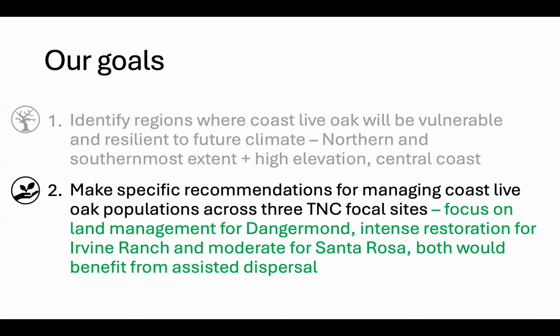So what we would say for Dangerman, it looks very resilient. So maybe just do land management, remove those invasive species, protect the water sources. But Irvine Ranch might need a really intense restoration, both to increase resilience, but also increase tree cover. And then Santa Rosa Plateau would benefit from this assisted dispersal to increase resilience.